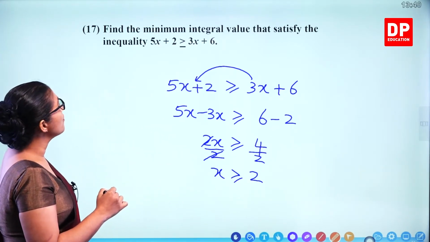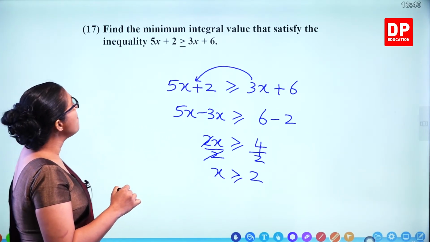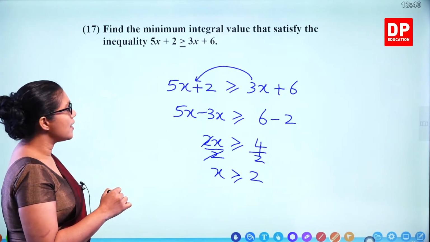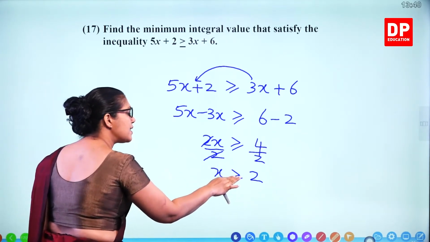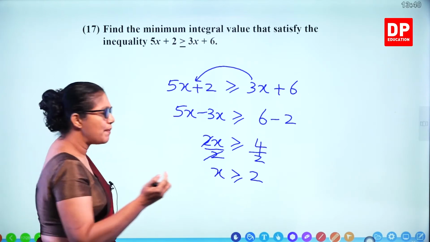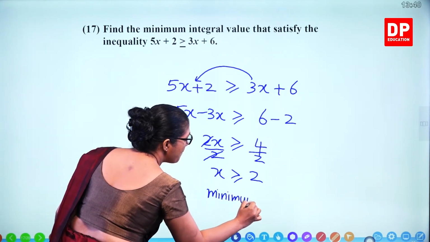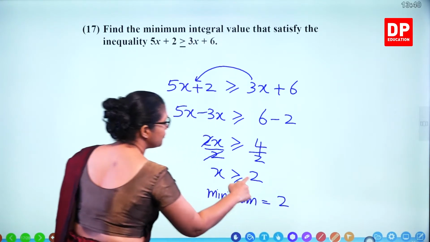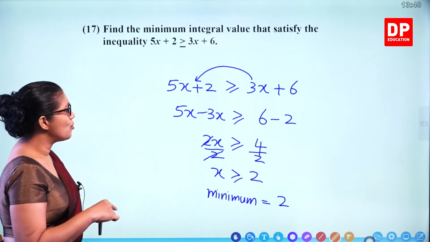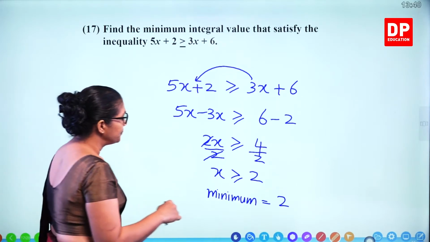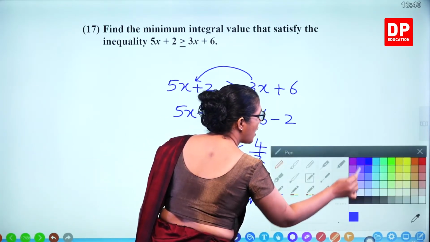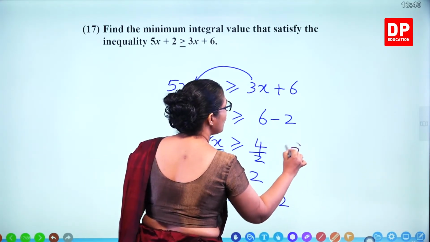4 divided by 2. So they are asking to find the minimum integral value that satisfies the inequality. This is greater than or equal to 2. So what's the minimum value? Minimum is 2 because it's equal to 2 as well. So 2 marks for the whole thing.